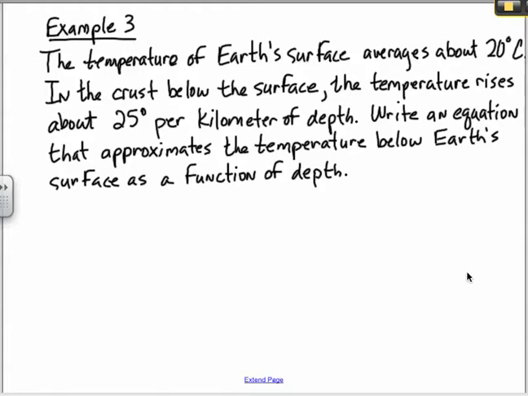Now that can be a little confusing. So what I want to do first is, rather than write an equation, I'm actually going to draw the graph, get a sense of this. Okay? Now, when I am on the Earth's surface, I'm going to call that 0. Okay? Because I'm not any kilometers below the surface.